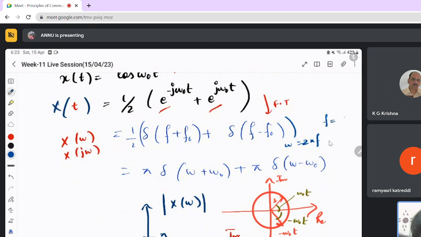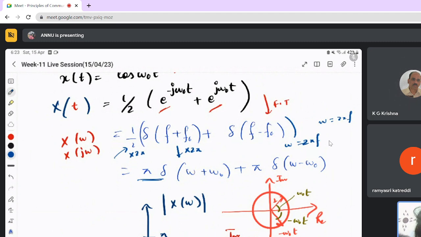1 by 2 omega is equal to 2 pi f. So omega, this is the f domain, so we will multiply this by 2 pi. If you multiply by 2 pi, then the 2 gets cancelled and pi comes. That is how we convert from the f domain to the omega domain.